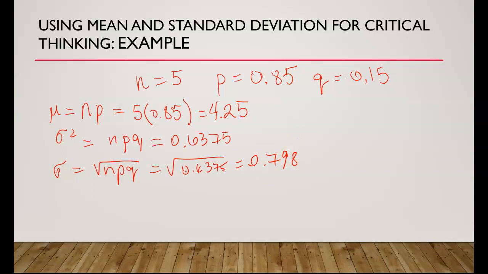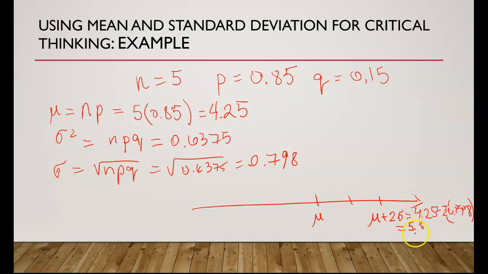Now, how are we going to use these results to identify significant high and significant low values? To find significant high values, we add 2 standard deviations to the mean. 4.25 plus 2 times 0.798 is equal to approximately 5.8. And significant low values are located at the mean minus 2 standard deviations. 4.25 minus 2 times 0.798 is approximately 2.6.